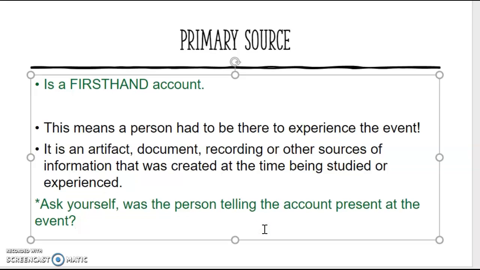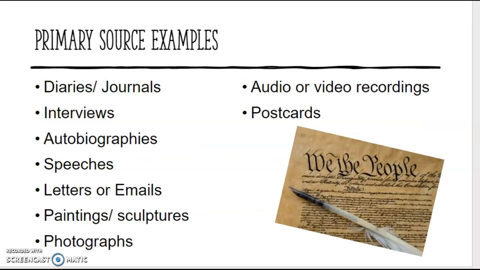So you should ask yourself, is the person telling the account present at the event? Here are some examples of primary sources: diaries, journals, interviews, autobiographies, speeches, letters, emails, paintings, sculptures, photographs, audio and video recordings, or postcards. So if you think about our speech that we read from Barack Obama to students, he actually gave that speech. So that is a primary source.